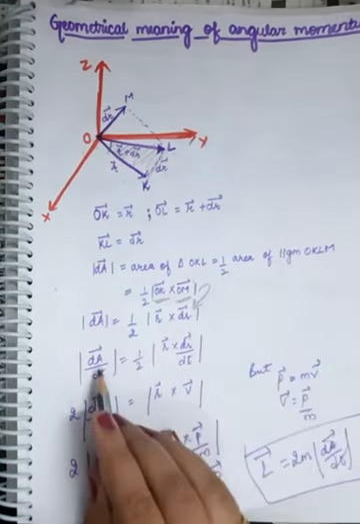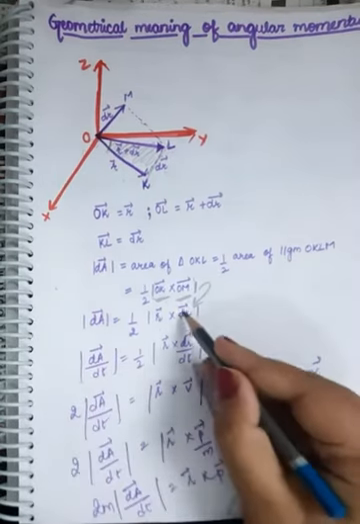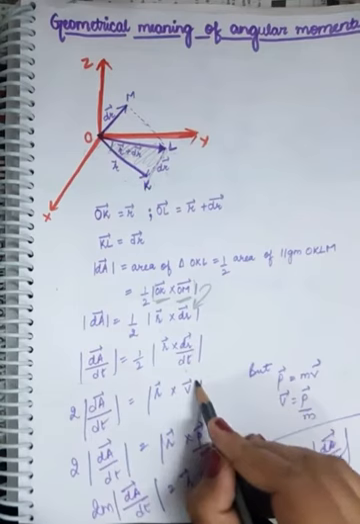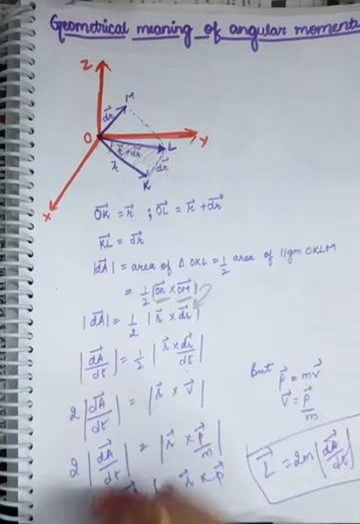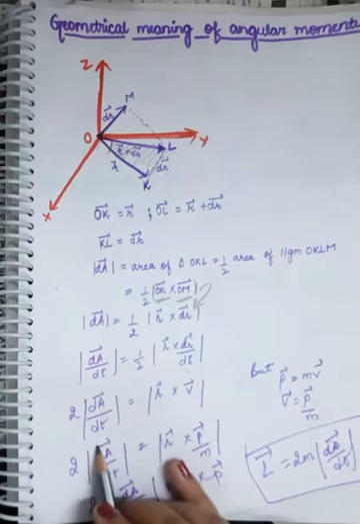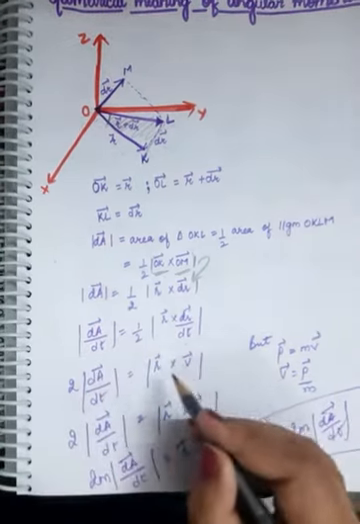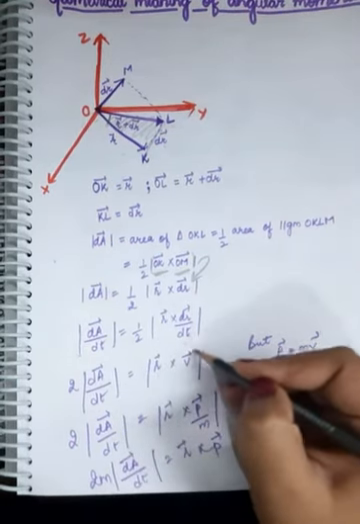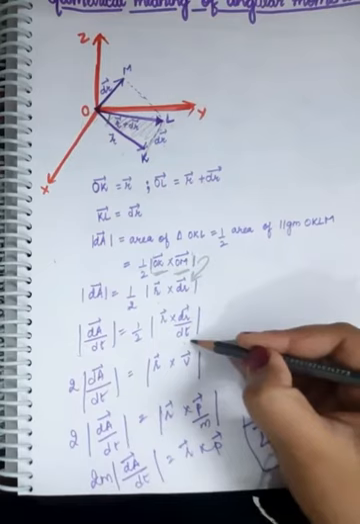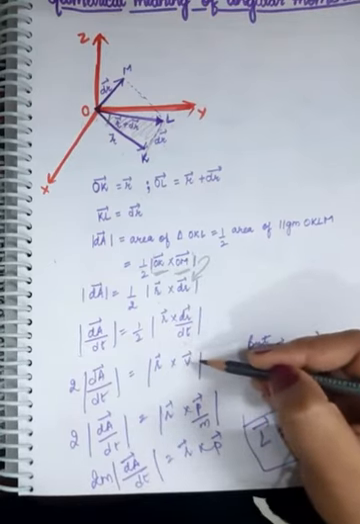If you differentiate on both sides, it becomes dA by dt, and this becomes dr by dt. So after that, dA by dt is written as it is. Take this 2 over here, and the r vector is written as it is. This dr vector by dt is displacement per unit time, and this is nothing but the velocity vector.